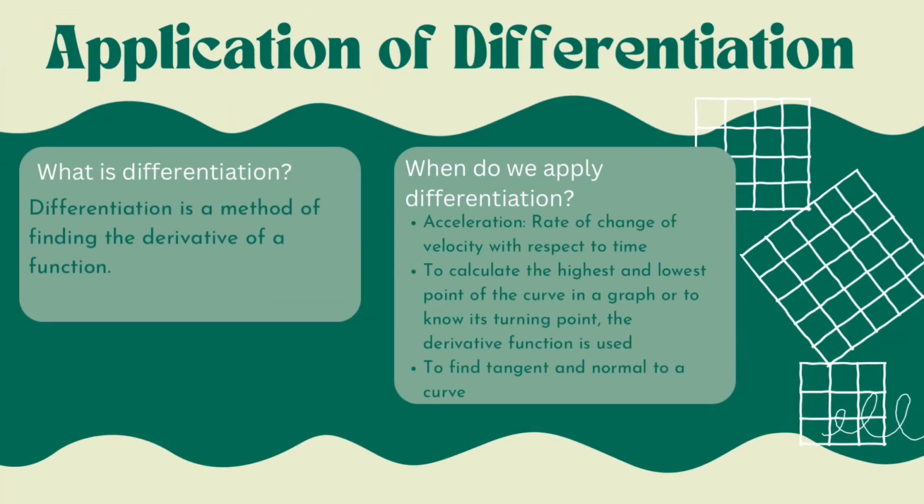So, what is differentiation? Differentiation is a method of finding the derivative of a function. When do we apply differentiation? First, to calculate acceleration. We calculate the rate of change of velocity with respect to time. The second one, to calculate the highest and lowest point of the curve in a graph, or to know its turning point, the derivative function is used. The last one, to find the tangent and normal to a curve.